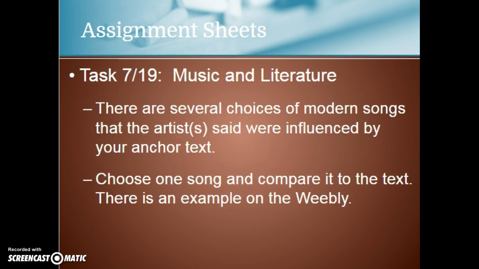Tasks 7 and 19 deal with music and literature. We often don't think of music as literature, but it is. Often it's poetry. There are several song choices. These songs were chosen because the artist said they were influenced in some way to write the song because the anchor text touched them in some way. You are to choose one of the songs and compare it to the text. There's an example of the writing on my Weebly.